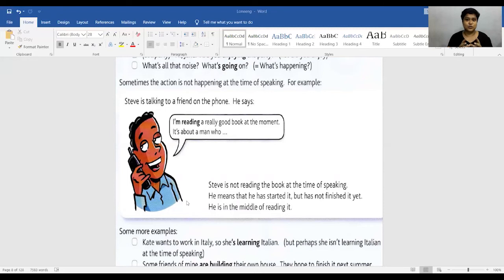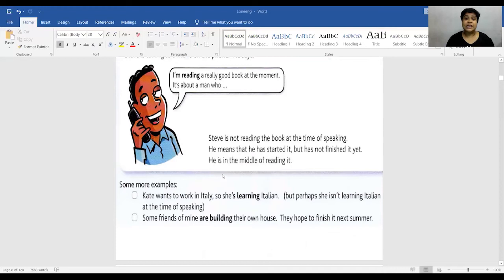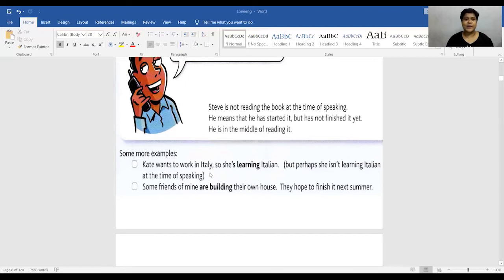Which means until a moment ago when he picked up the phone, he was reading the book. That's what he means. So Steve is not reading the book at the time of speaking. He means that he has started it but has not finished it yet. He's in the middle of reading it.